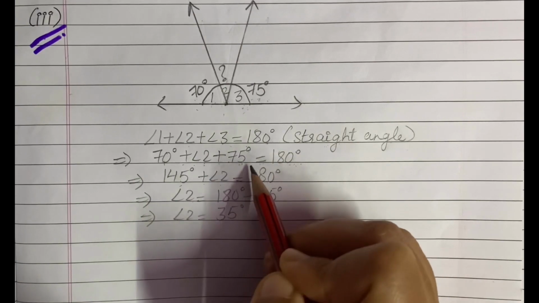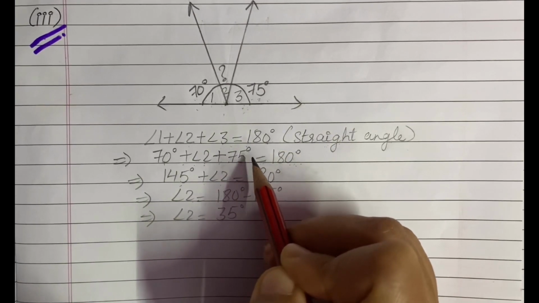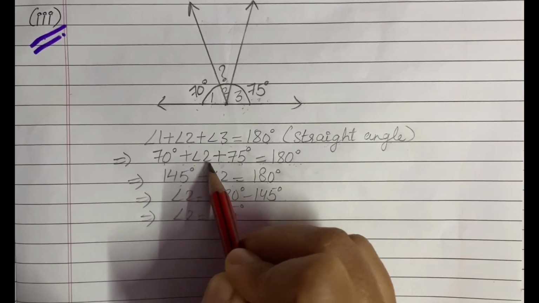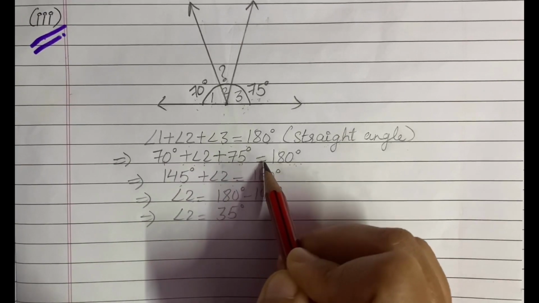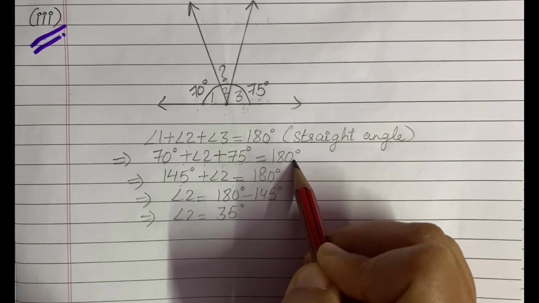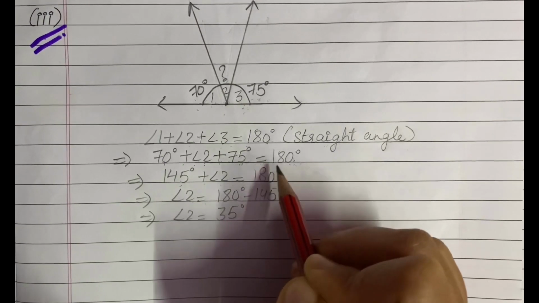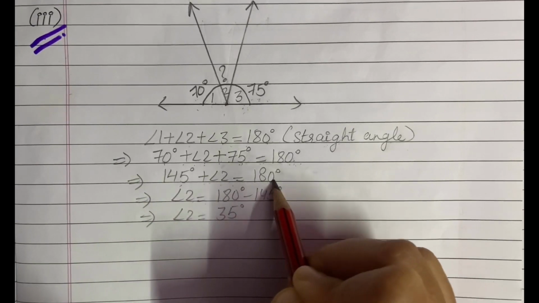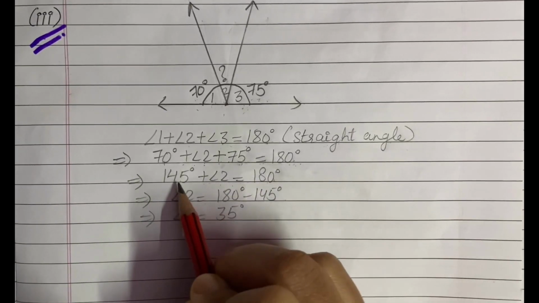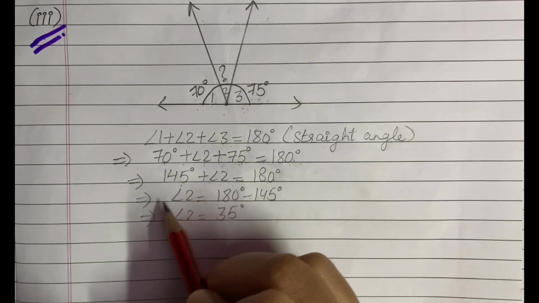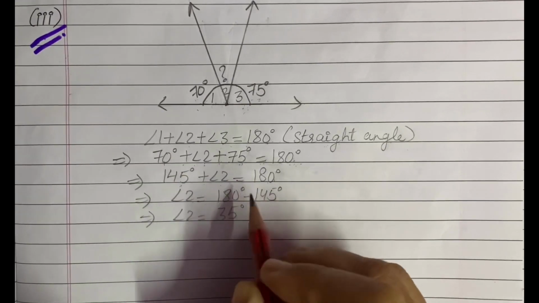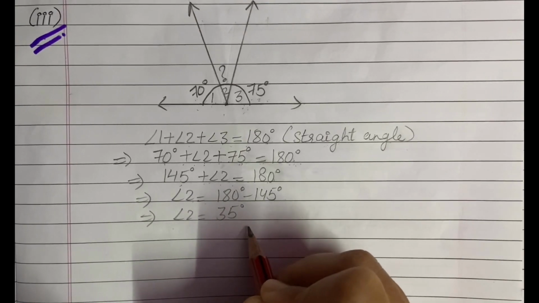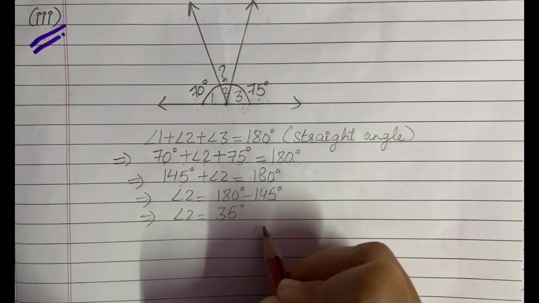Now in the next step put the values of the angles, and on putting the values you will get 70 degree plus angle 2 plus 75 degree is equals to 180 degree. Now on solving this we will get 145 degree plus angle 2 is equals to 180 degree. Now this 145 degree is positive here. On shifting it will be subtracted, and on solving this we will get angle 2 as 35 degree. Hopefully it is clear to you.